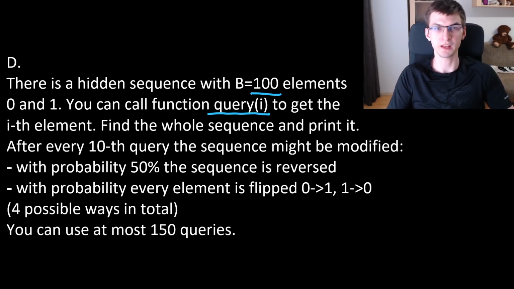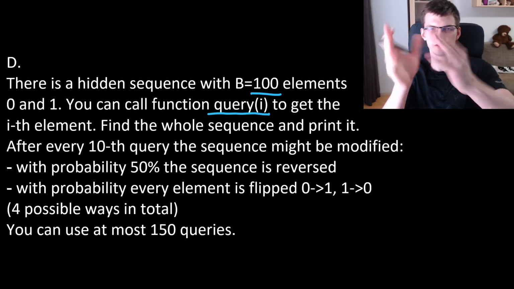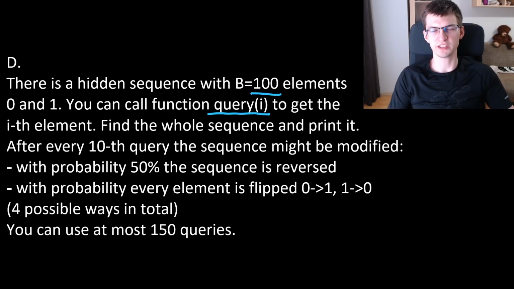But after every 10th query, so after query number 10, 20, 30, the sequence might be changed and it's random. With probability 50% it's reversed like a string, and with probability 50% every element is changed from 0 to 1 or the other way around. Maybe both those events will happen with 25% probability or none of them, also with 25% probability.